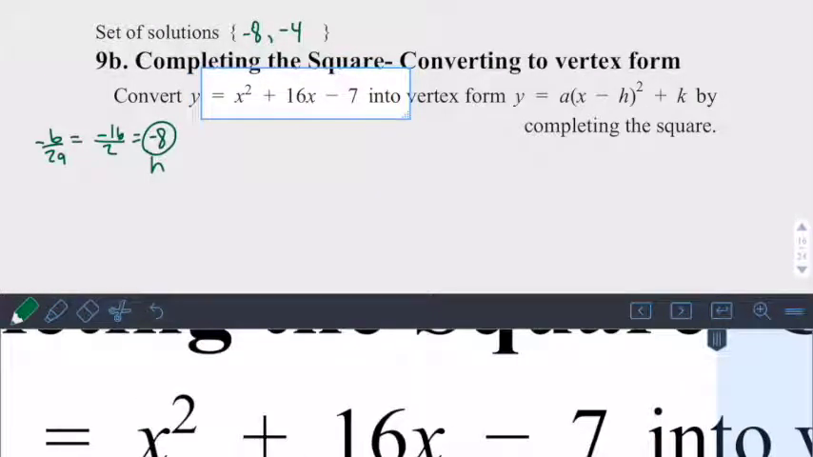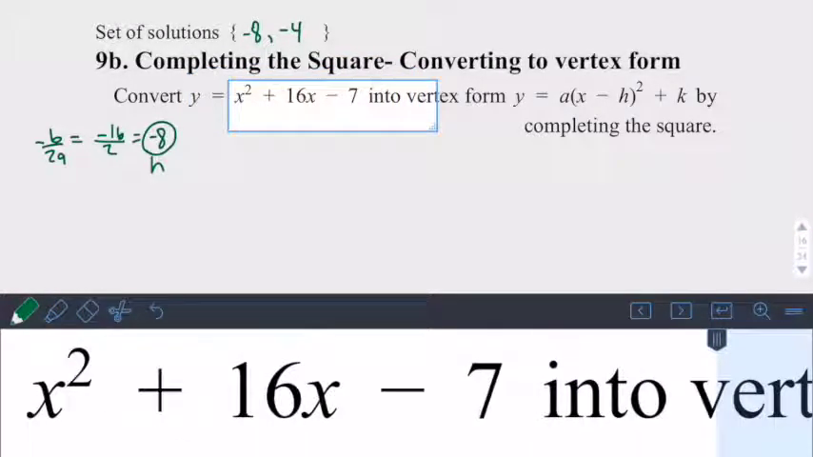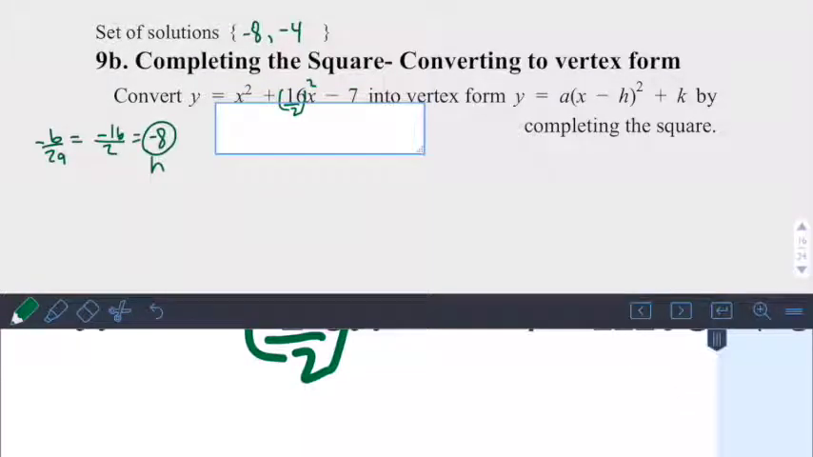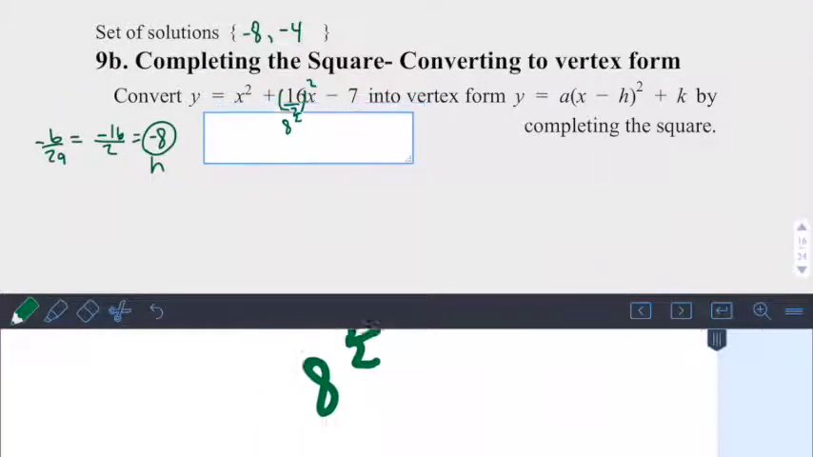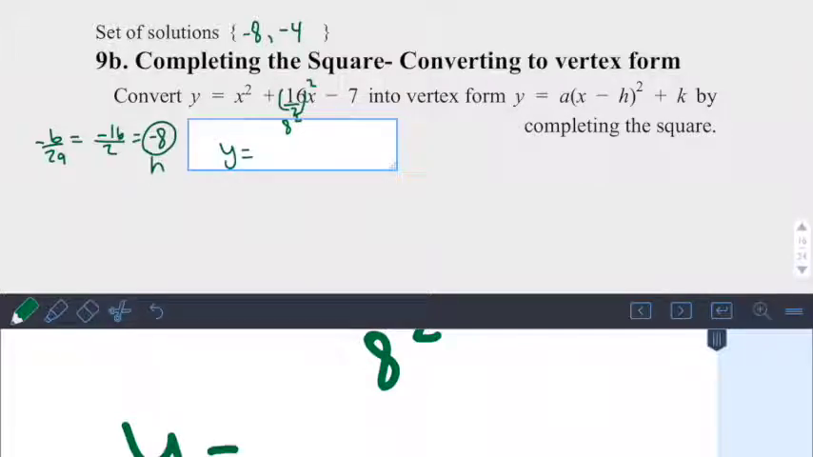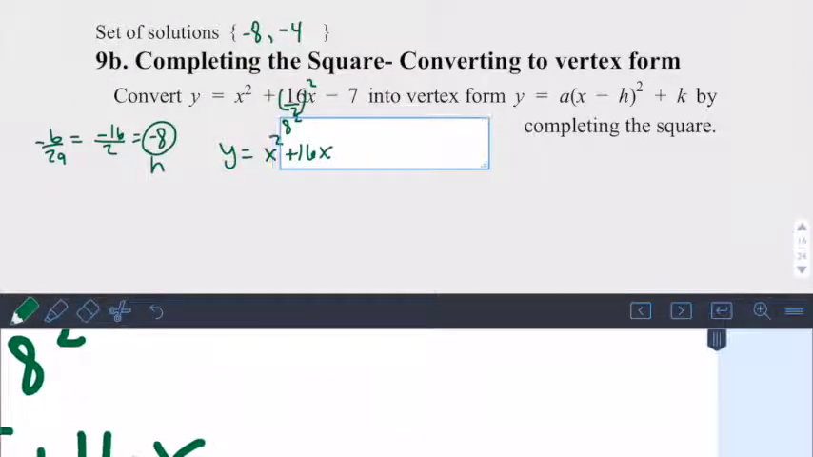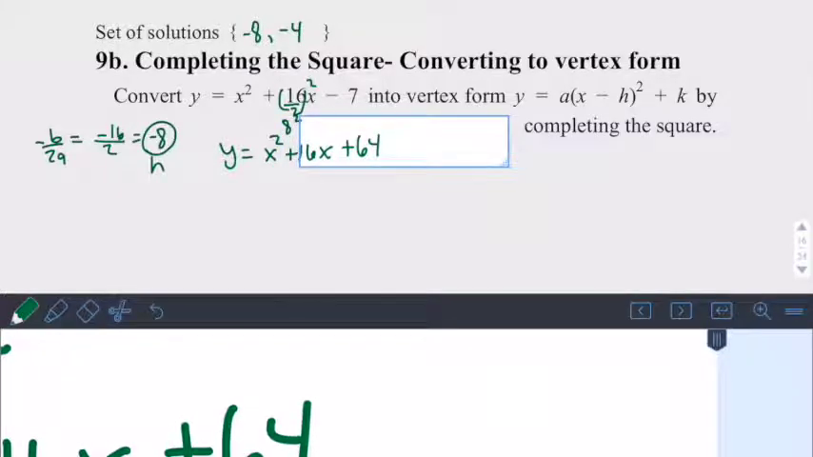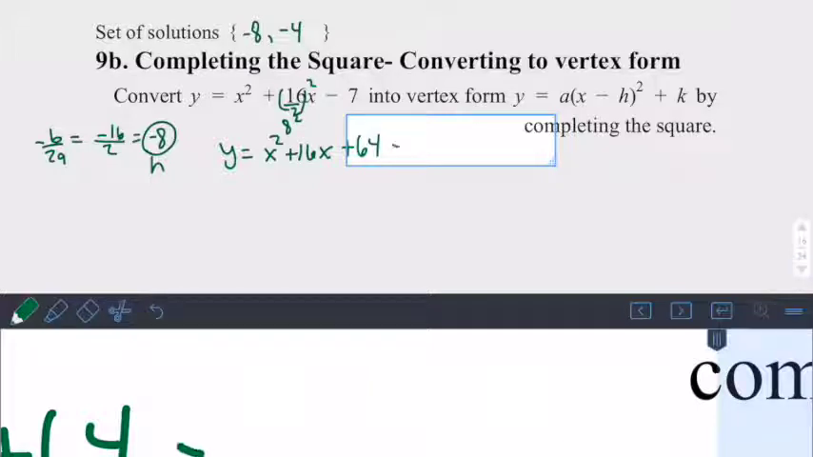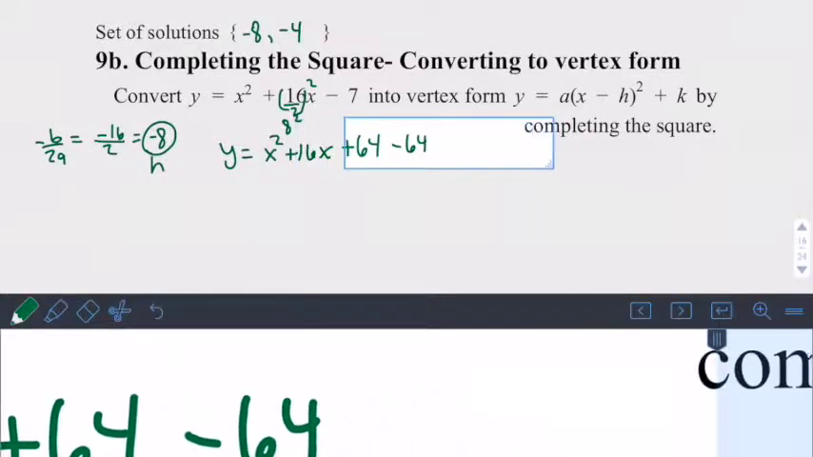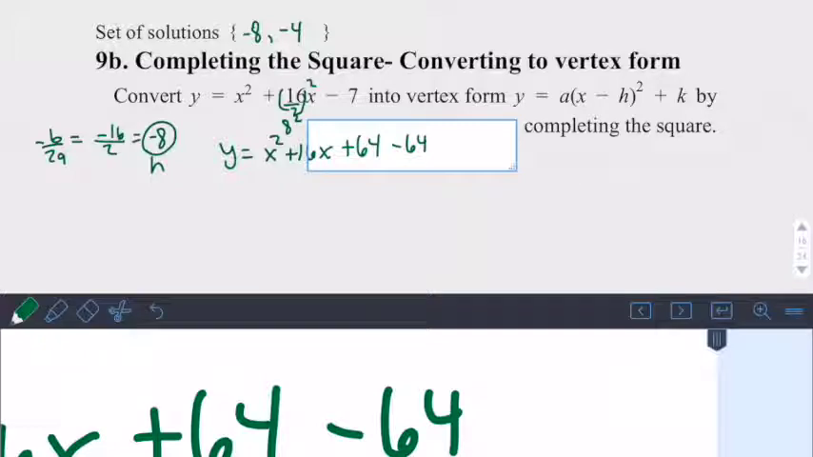So I'm going to take my b term, 16, I'm going to divide it by 2 and then square it. Okay, so I have 8 squared is going to give me 64. So I'm going to use my equation y equals x squared plus 16x plus 64. Now here's the deal. Remember, we have to keep our equation balanced. So if I add 64, I need to also subtract 64. That's just like 0, so it didn't really affect my equation.